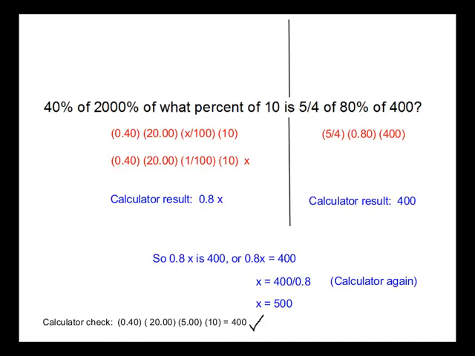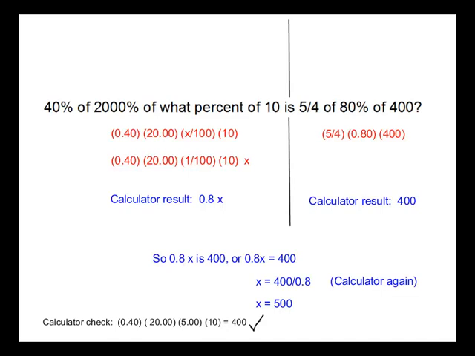Now we can solve for x, again with the help of the calculator. I do think it's worth writing it down, just so you keep track of why you're dividing 400 by 0.8 instead of multiplying it, let's say. Okay, easy to get turned around there. And you get x is equal to 500.